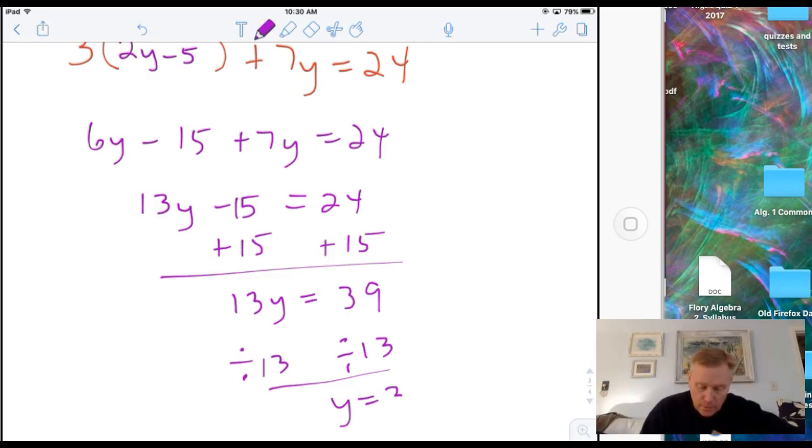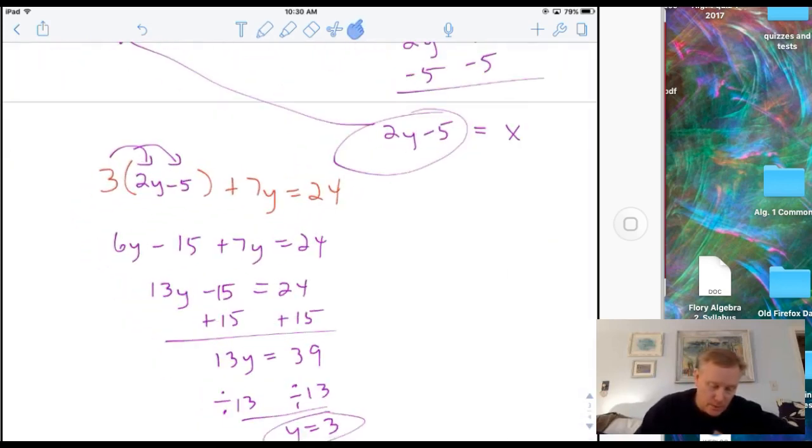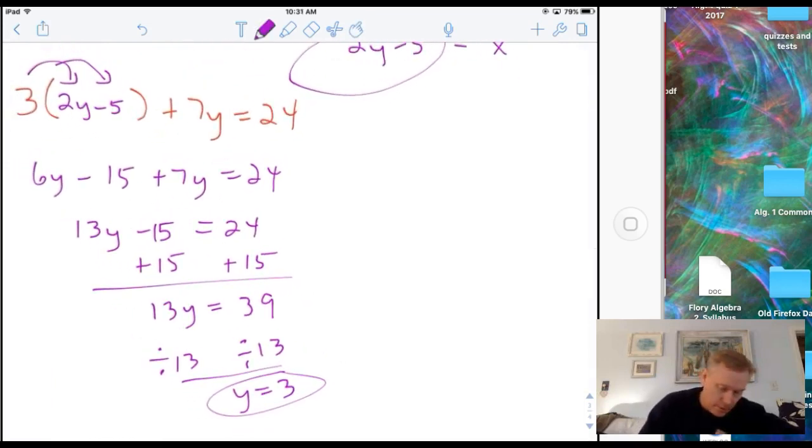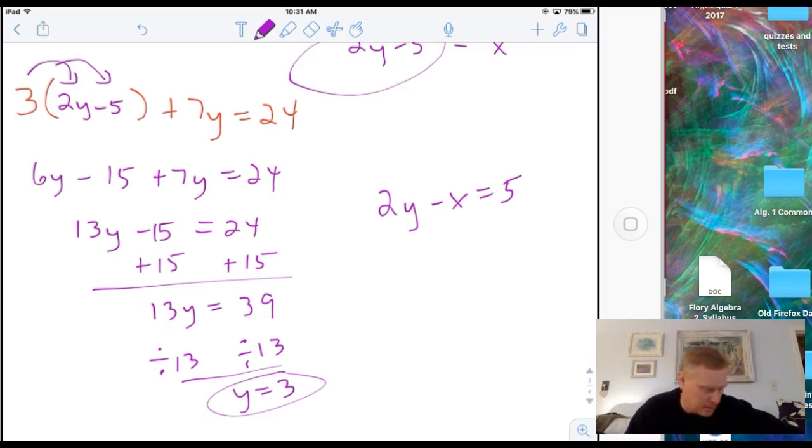y equals 3. Alright, now I've got to find out what x is. So I'm going to take one of the two original equations. I'm looking at the one, 2y minus x equals 5, as being easier. Pick the easier of the two equations. 2 times, we said y is 3. So that's 6 minus x equals 5.